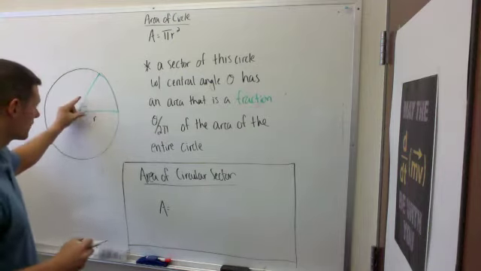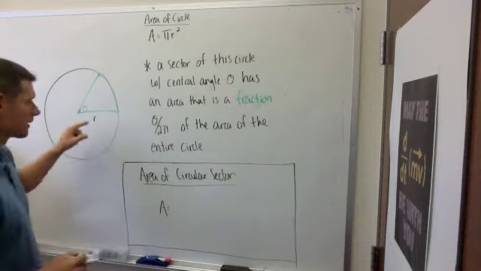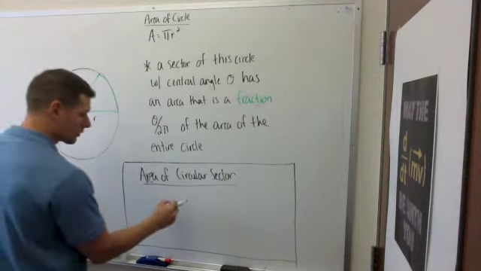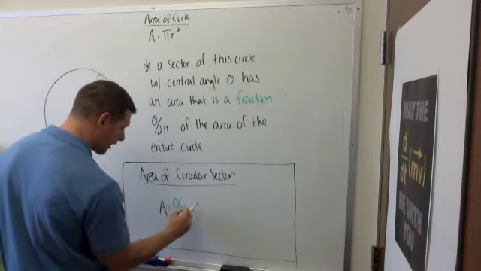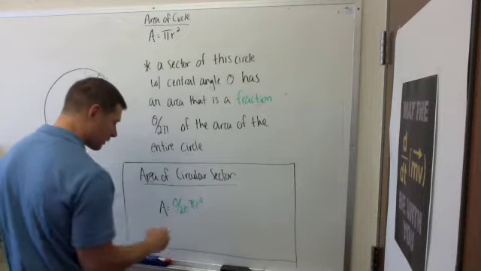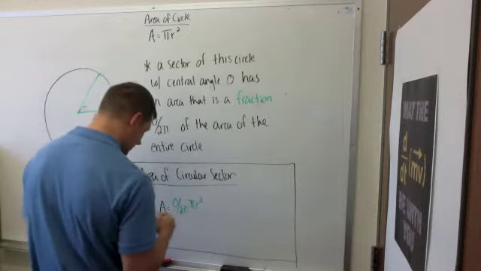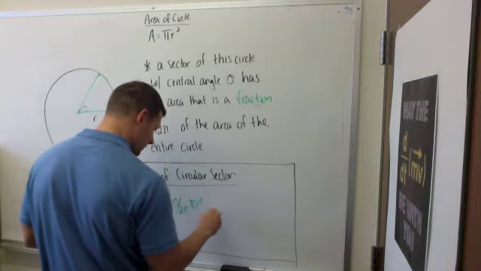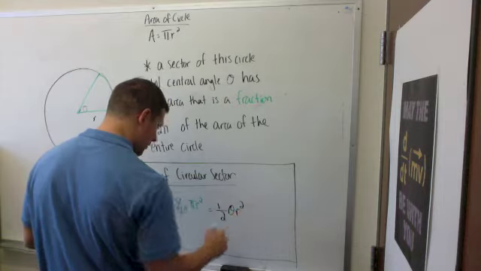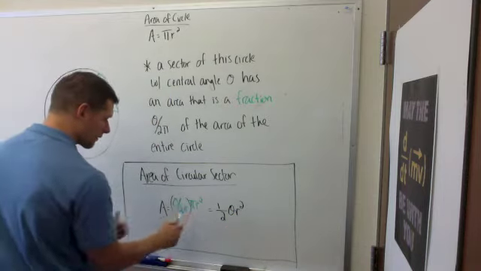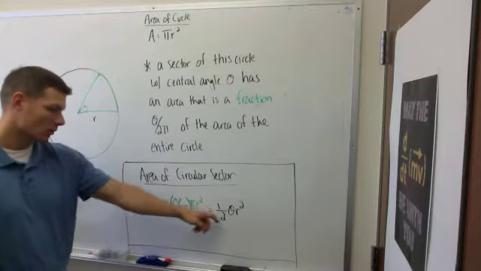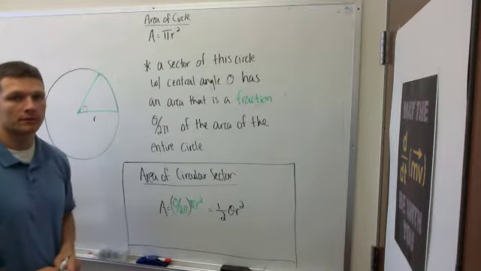This portion, theta over 2 pi, is what fraction this piece is of the entire circle. So if we multiply theta over 2 pi times the area of a circle, pi r squared, notice the pi's cancel out, and this ends up being 1/2 theta r squared. So the area of a circular sector is 1/2 theta r squared.